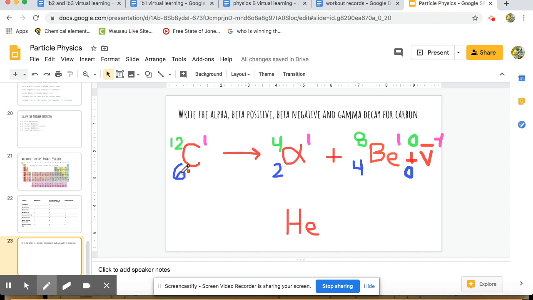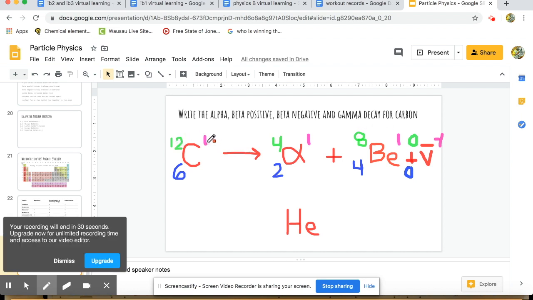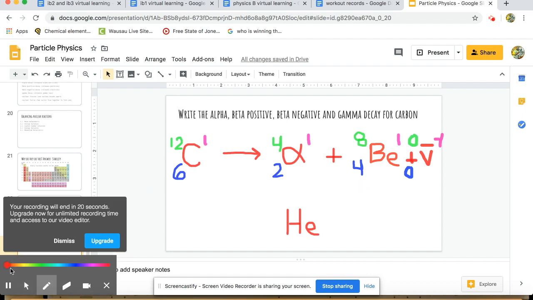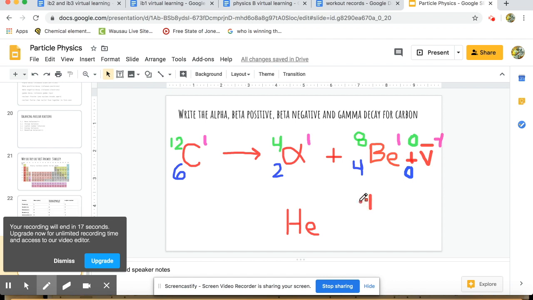The charges are conserved: 6 equals 2 plus 4 plus 0. The mass is conserved: 12 equals 4 plus 8 plus 0. And the lepton number is also conserved: 1 equals 1 plus 1 minus 1. Energy is also conserved in this. If I wanted to, I could put in plus energy on this side, because it's going to give off energy. I'll just write energy. The momentum is also automatically conserved. Now this is my alpha decay reaction.